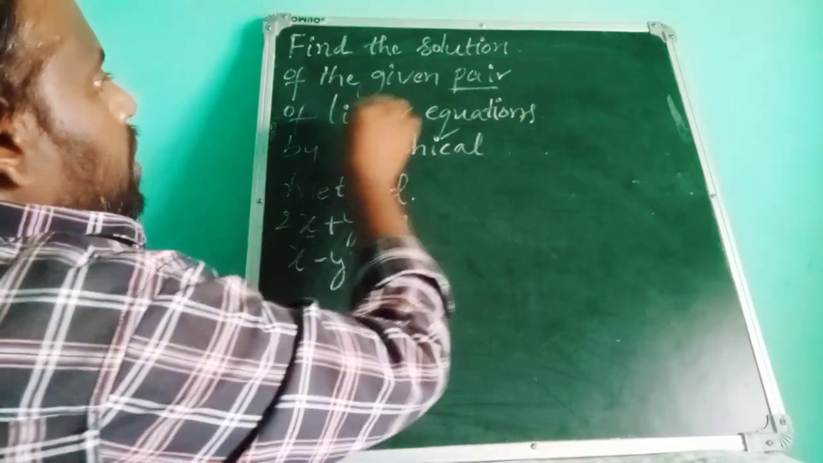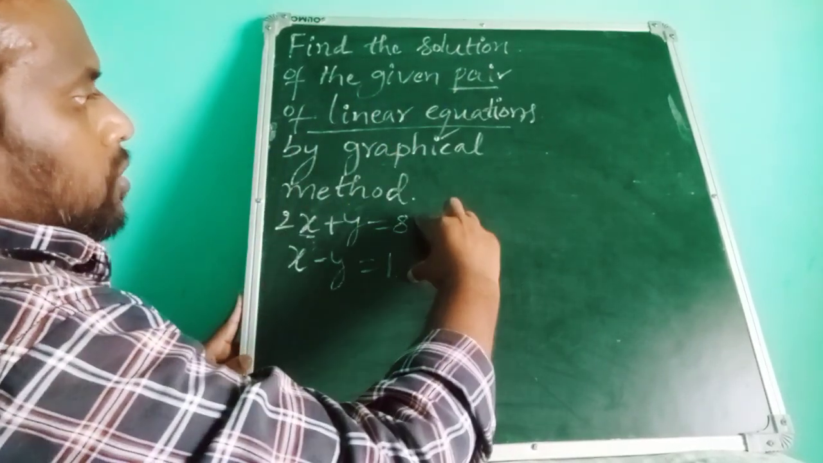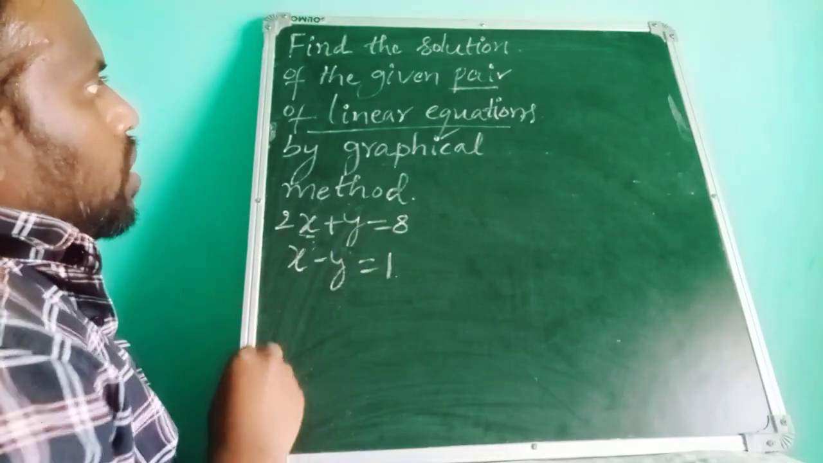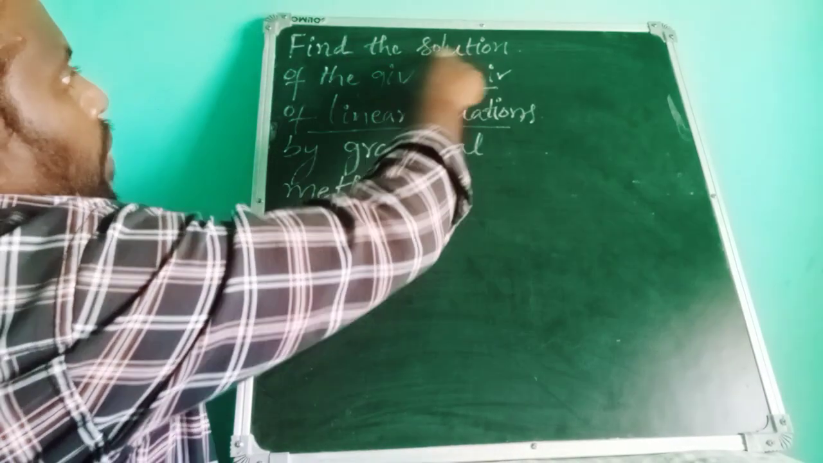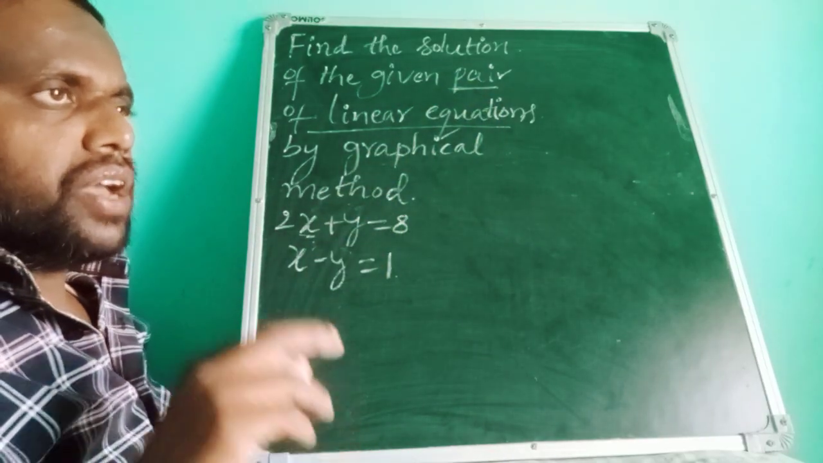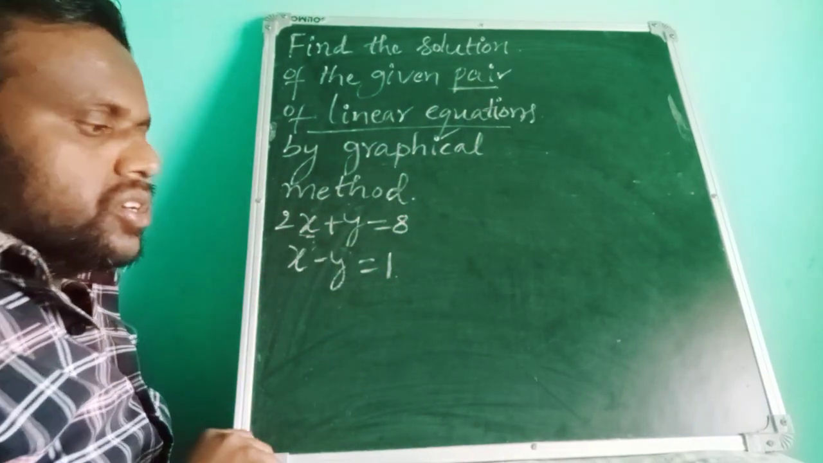So a pair of linear equations, these two. Pair means two, I already said. Next, what is the question asking? Find the solution of the given pair of linear equations. We have to find the solution.